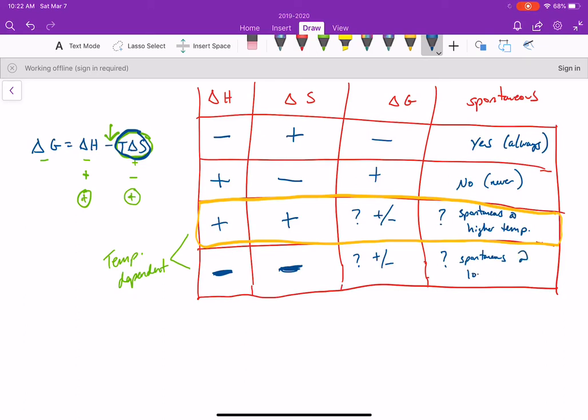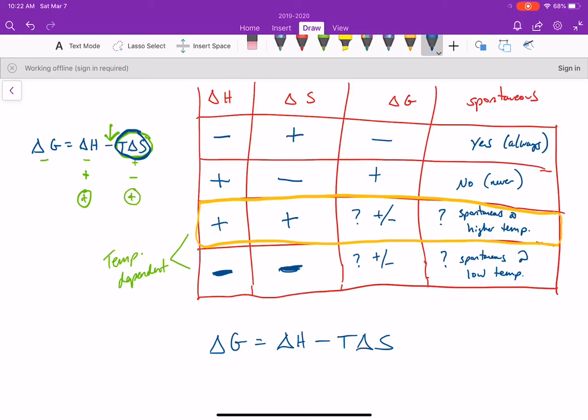Spontaneous at low temperatures. So what's the opposite of melting the ice cube? Freezing the ice cube. Freezing the ice cube is negative, negative. So when does freezing an ice cube work? At low temperatures, okay? So this is just a general guideline for you, but if you can play around with this equation, okay, then you're going to be able to figure out whether or not a reaction is spontaneous or not.